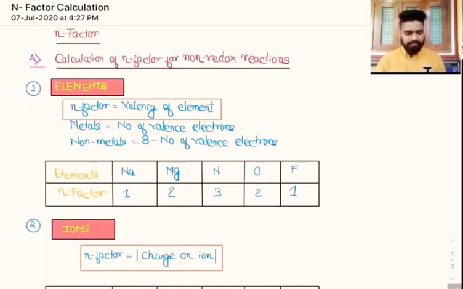Next, let us have a look at the calculation of n factor for ions. In case of ions, n factor is the modulus of the charge on the ion. That means we have to consider the mathematical value only for the charge of the ion, and that will be the n factor. Let us take some examples.